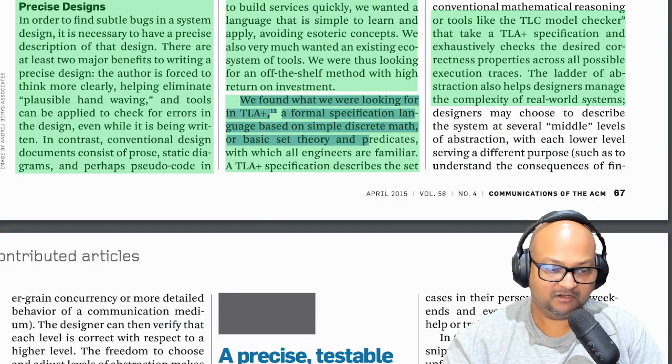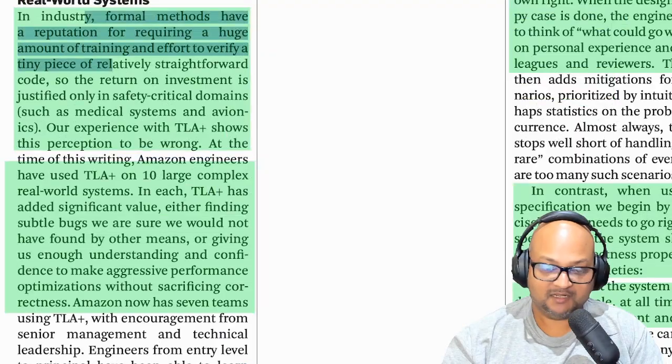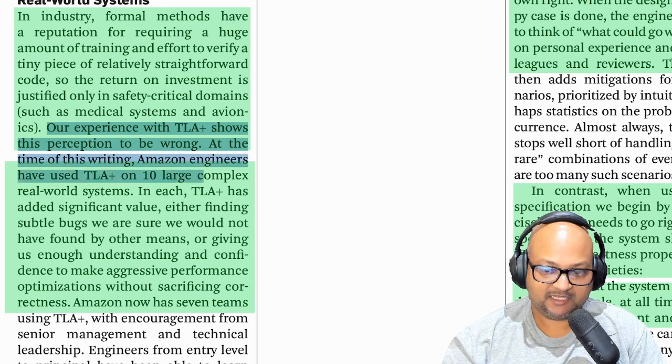This paper doesn't go into the details of TLA Plus because it's more of an experience report, but at a very high level, TLA Plus uses model checking to exhaustively check the correctness properties that you want your specification to satisfy. As I was saying at the beginning, most software engineers have a skeptical attitude towards formal methods because they feel like they're really hard to understand and apply to real-world software and don't deliver enough value. However, the authors here are reporting that their experience at Amazon has been quite the opposite.